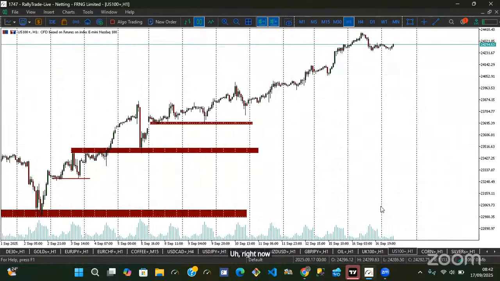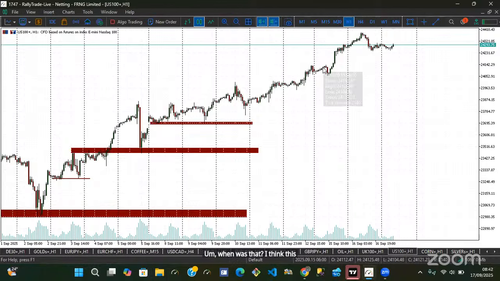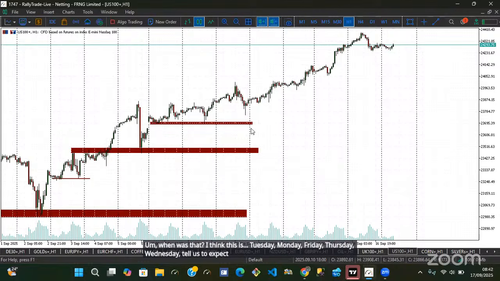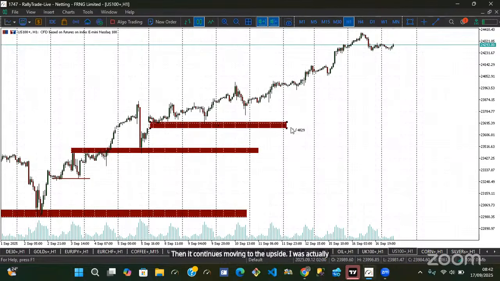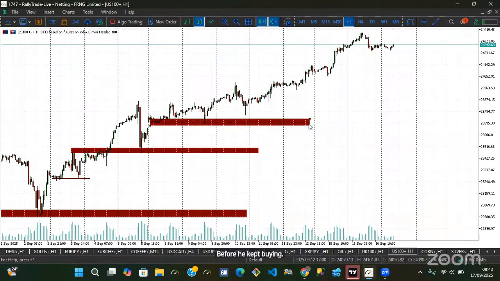Then US 100. US 100 enjoyed that upward movement and is still massively bullish. It told us to expect a short retracement, then a continuous movement to the upside. I was actually expecting it here. It didn't get here before it kept buying, which is still fine. It's still massively to the upside.